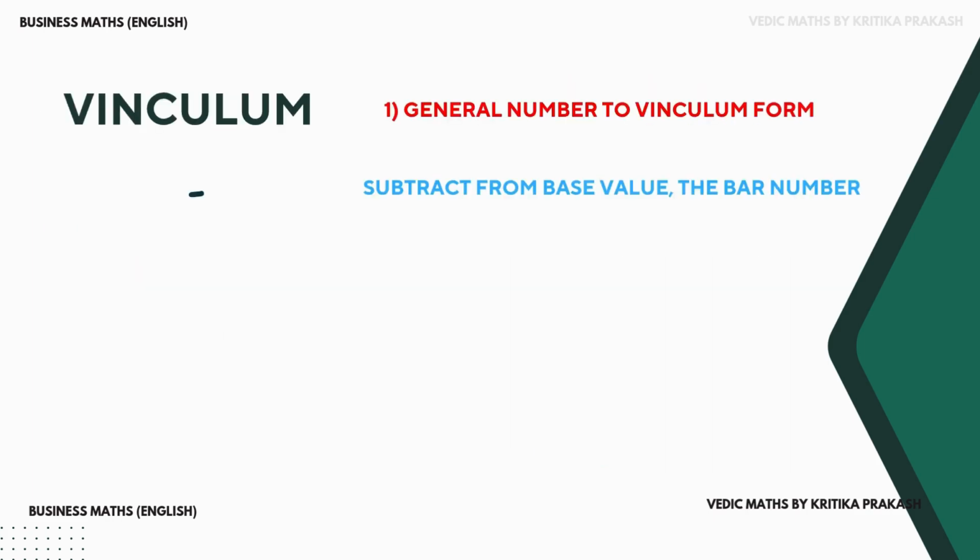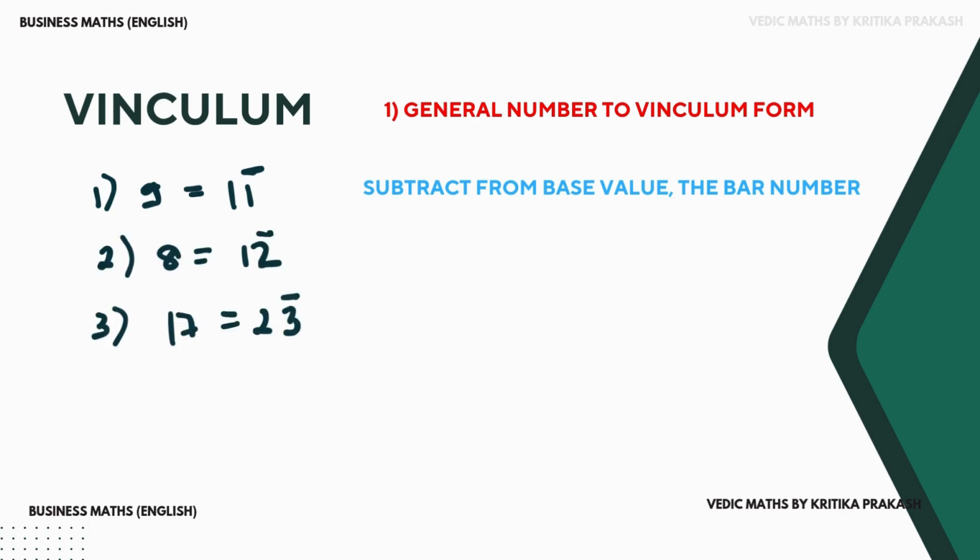Now let's understand the Vinculum calculation, general number to Vinculum form. Here we need to subtract from the base value the bar numbers. So if you need to calculate the Vinculum for 9, 8 or 17, you need to keep in mind you need to subtract it from the base value. To get 9, you need to have the calculation 10 minus 1. This would be written like 11 with 1 bar on the top.